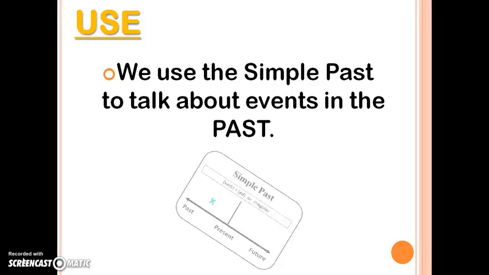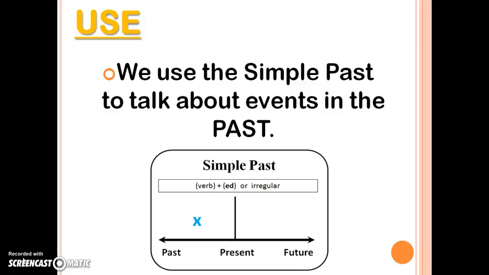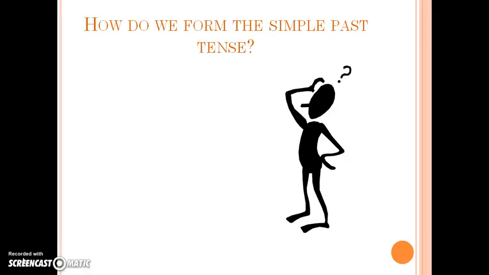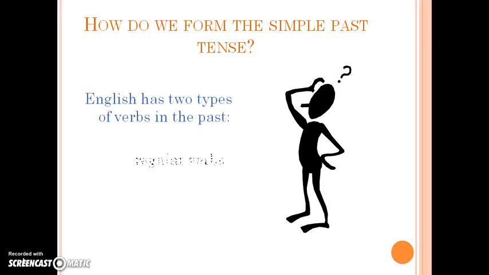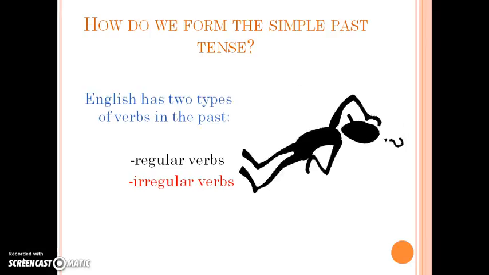We use the simple past to talk about events that happened in the past. So, this is a line in the time: the present is in the middle, the future, it will come, and the past, something that we have lived. In English, we have two kinds of verbs, those called regular verbs and those named irregular verbs. In this presentation, we are going to concentrate on regular verbs.